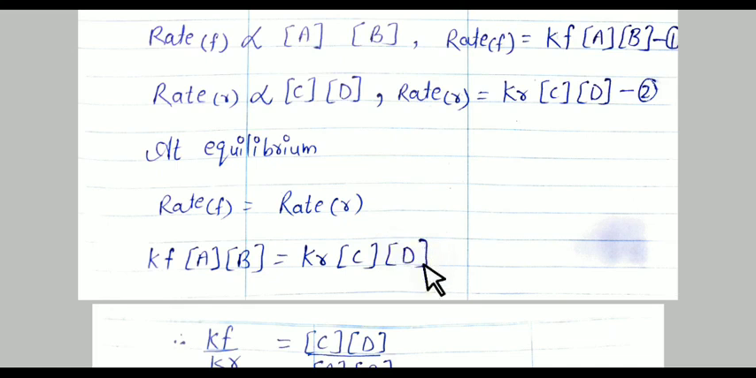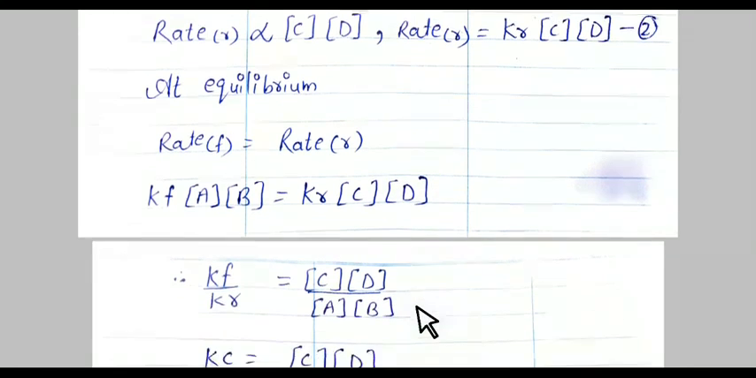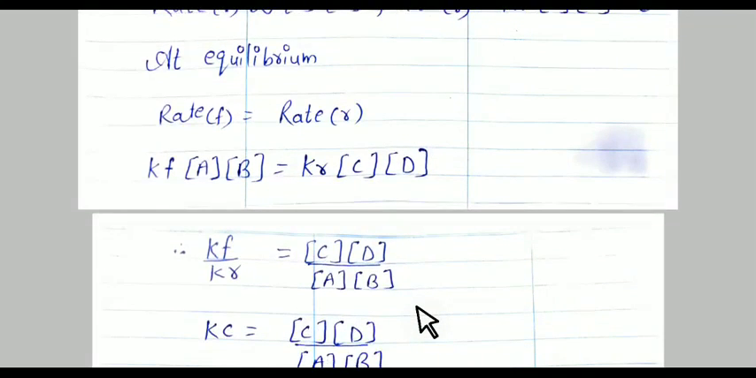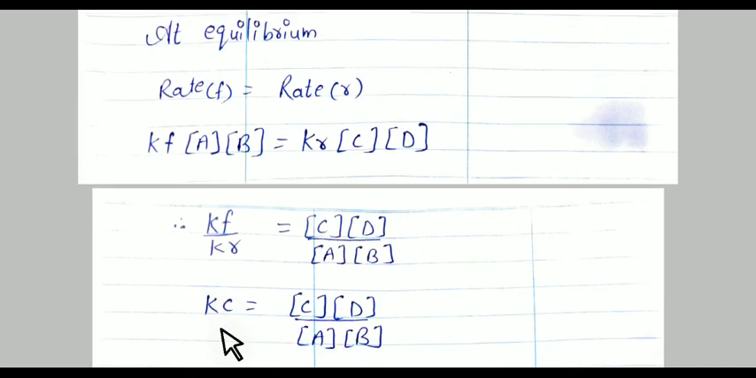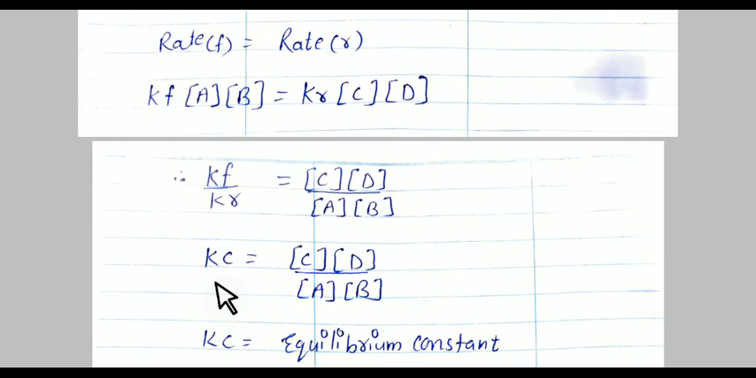Now collect all the concentration terms on one side and constant terms on the other side. So we get Kf upon Kr is equal to concentration of C into concentration of D upon concentration of A into concentration of B. And Kf upon Kr is nothing but Kc. And Kc is called the equilibrium constant at molar concentration.